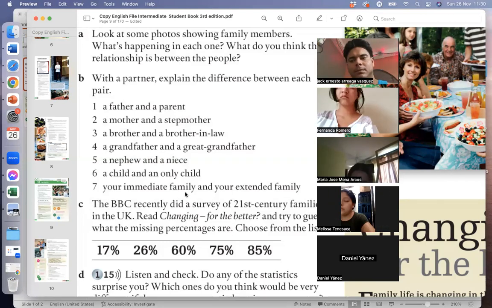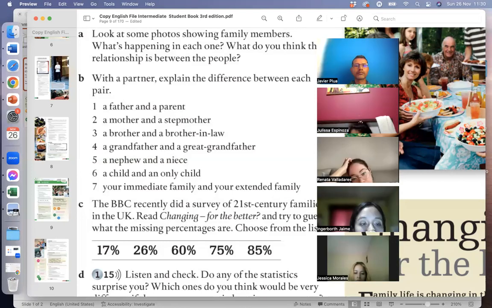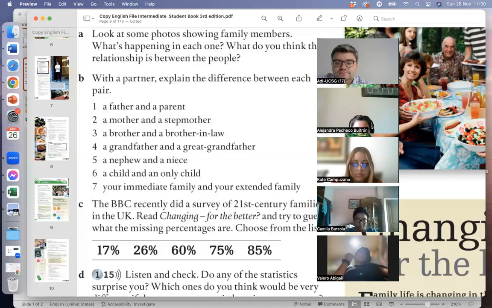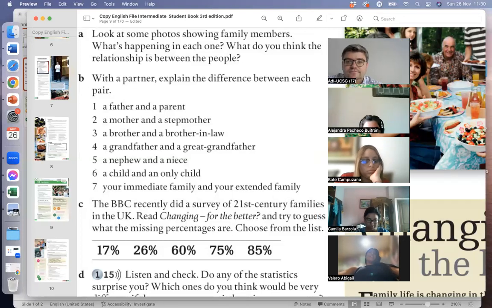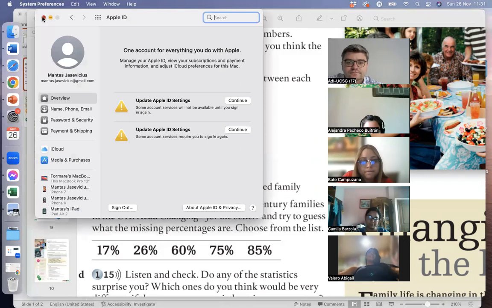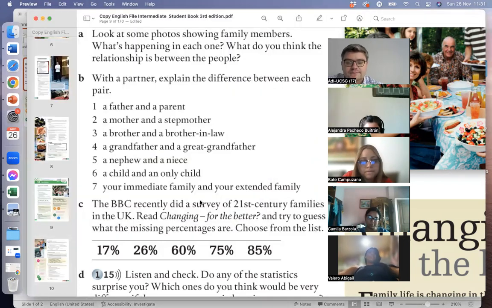Number 7, your immediate family and your extended family. Your immediate family is mother, father, and brothers. It's a shared family. And your extended family is nephew, brothers-in-law. Absolutely. Brothers-in-law, sisters-in-law, nephews, nieces, these are your extended family.